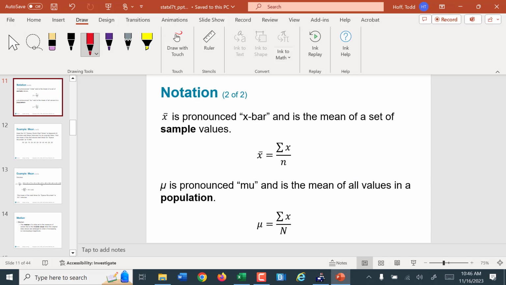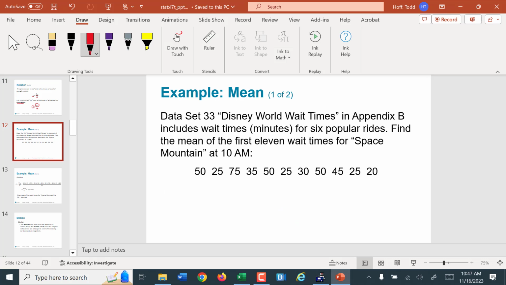So X bar is just the sum of the data points in the sample divided by the size of the sample. Mu is also a mean, but it's the mean for the population. It's just adding up all the data points in the population and dividing by the size of the population. So, an example of calculating the mean. Disney World, I'm looking at wait times to get on popular rides. They came up with this data set.